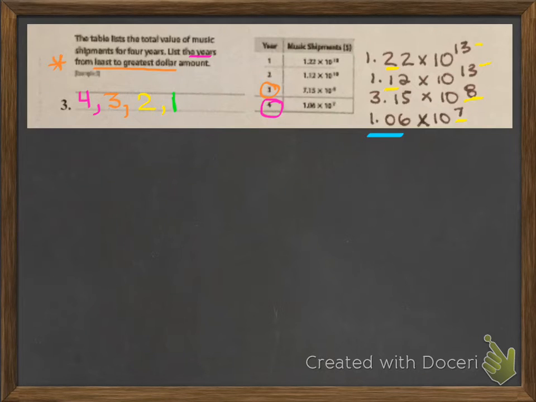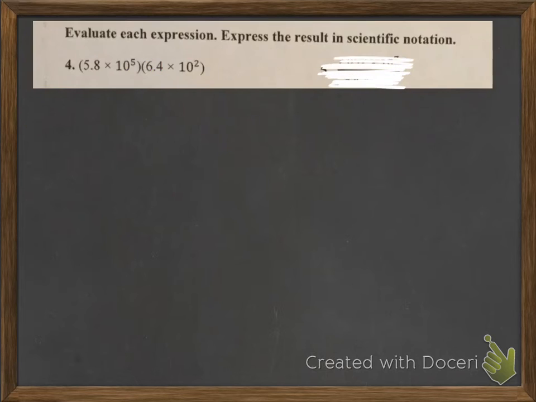So 1 and 1 were the same. 2 and 1 are not the same. So since 1 is less than 2, that's why year 2 goes next. Whoops, hold on one second. Let's go back here.